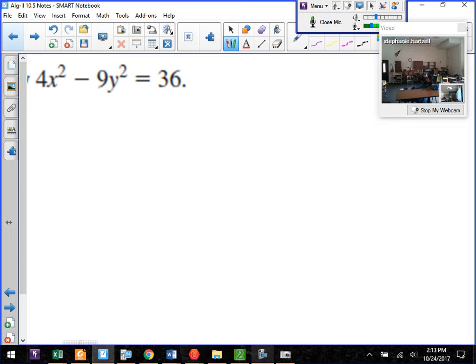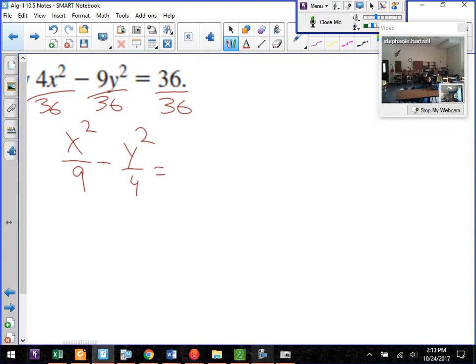What's the first thing we're going to do? Divide by 36. Very good. We divide out by 36, and you're going to get x squared over 9 minus y squared over 4 is 1. Now, what variable came first, x squared or y squared? So which way is this going? Left and right. Now remember, you can always go back and verify it.